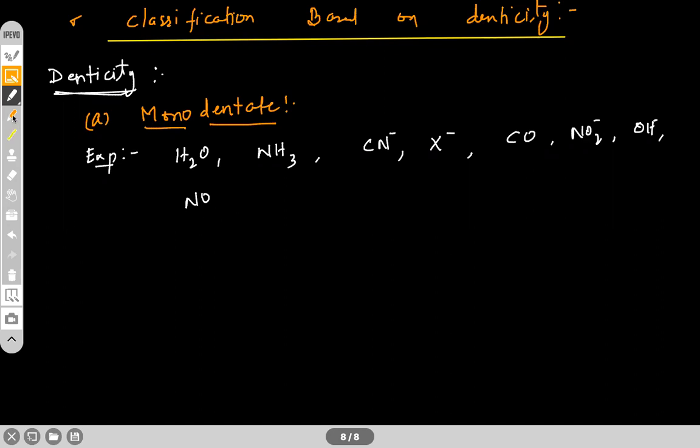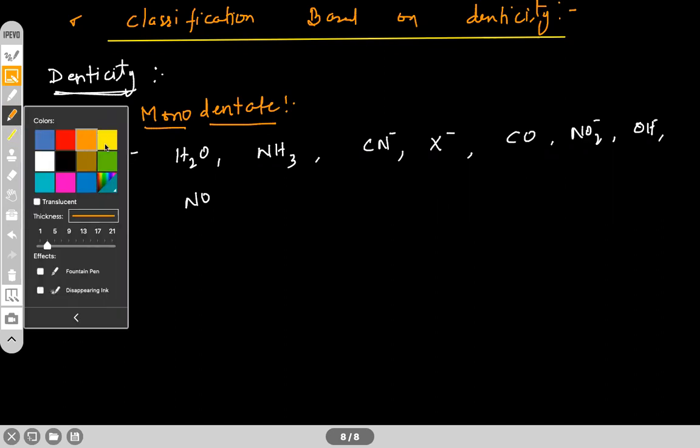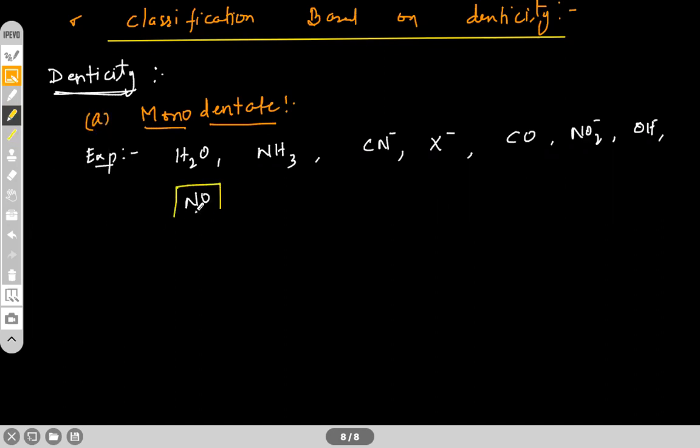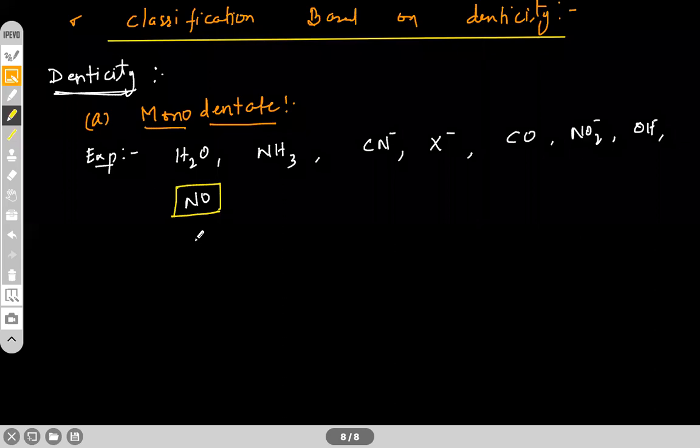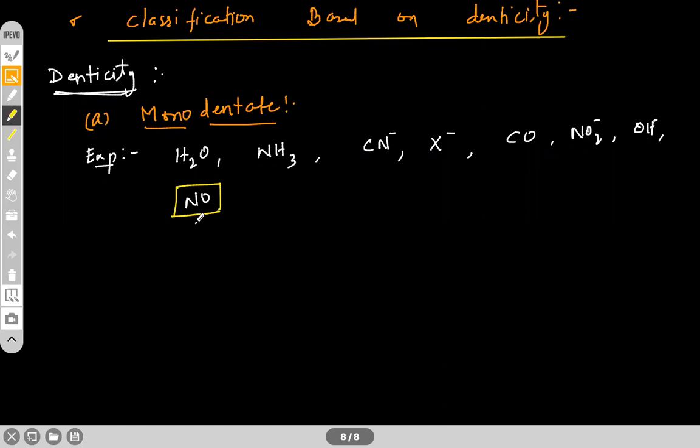See, NO here, it's important. We'll discuss this later. I'm just mentioning it here. NO is obviously monodentate, but whether it is neutral or positively charged depends upon the complex. It behaves in a different way in the complex. Important also, we'll discuss this later. Because when you see the complex, if I write down this example, K4[Fe(CN)6], here the charge on cyanide is -1. Once you know this, CN minus is the charge, right? But in the complex, the charge is not mentioned, right?